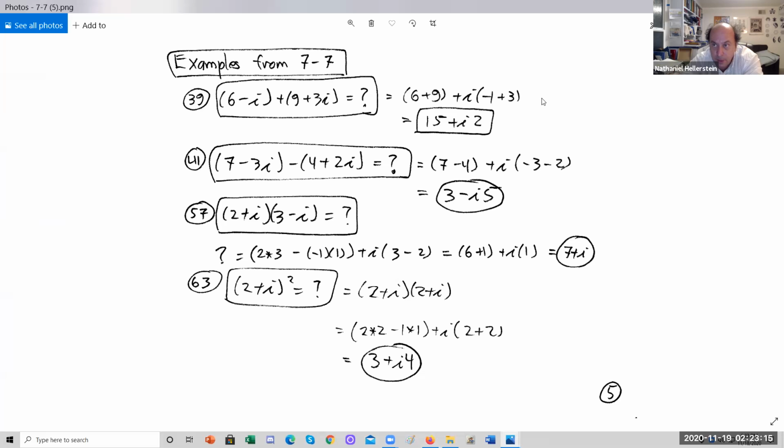Okay, so let's do some arithmetic. We add some complex numbers, here we subtract them, we multiply them, here we square one. Well, that's the number times itself. Here we go. 6 minus i plus 9 plus 3i. The real parts are 6 plus 9. The imaginary part is minus 1 plus 3. This is 15, this is 2, so 15 plus i times 2.